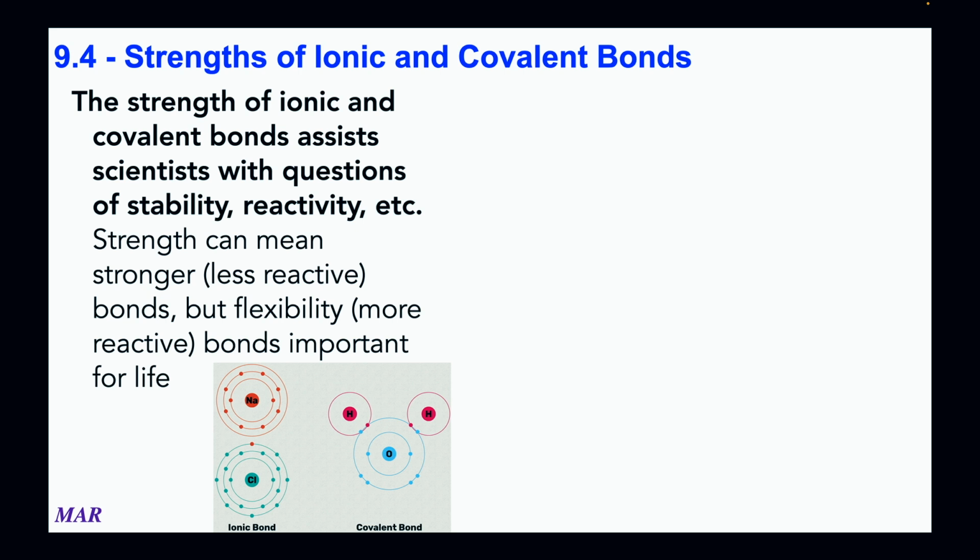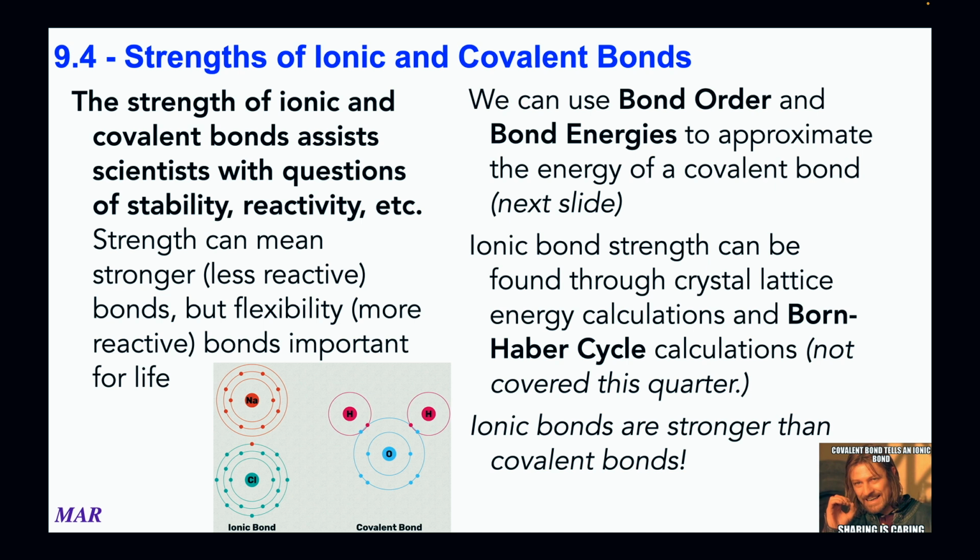So covalent bonds are usually used in life. DNA, caffeine, all sugars, all those kind of things. Those are all covalent bonds. They're more flexible. They're not as strong as ionic bonds, but they are more flexible, and that's really important for life. So bond order and bond energies are used sometimes to tell how strong bonds are, stuff like that.